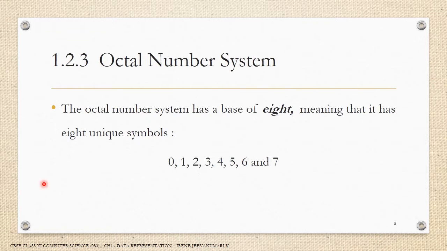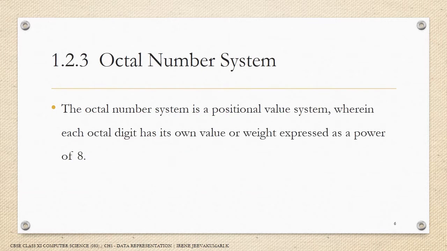The octal number system has a base of 8, meaning that it has 8 unique symbols. The symbols are 0, 1, 2, 3, 4, 5, 6 and 7. Using these symbols as a digit of an octal number, we can express any quantity. The octal number system is a positional value system wherein each octal digit has its own value or weight expressed as a power of 8.